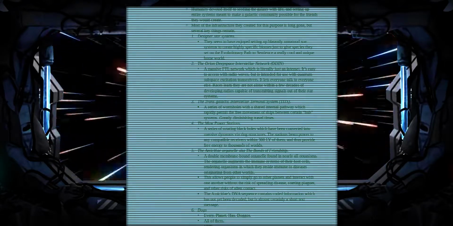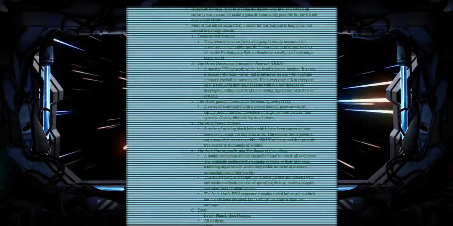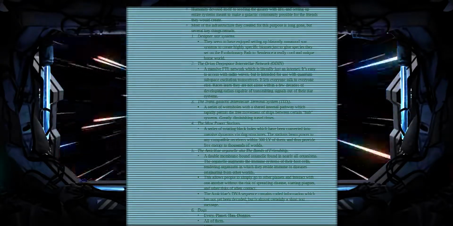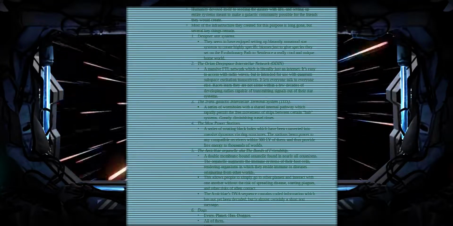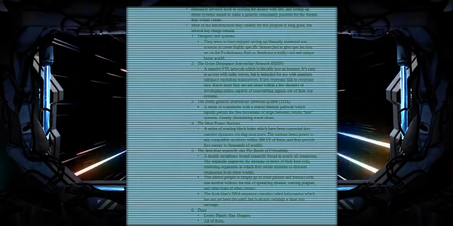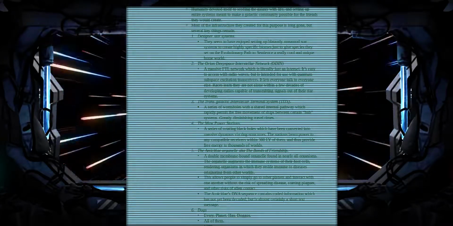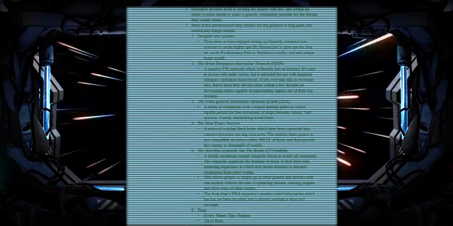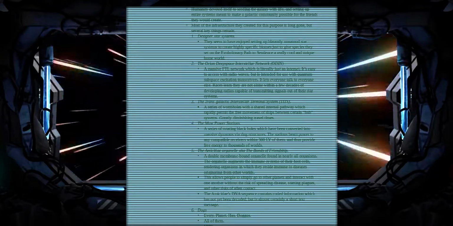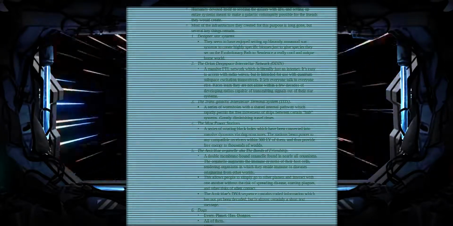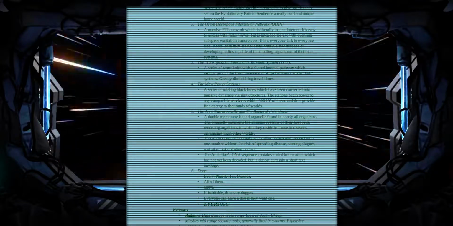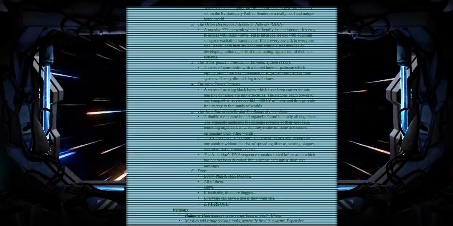And of course the next one, the Orion Deep Space Interstellar Network, or ODIN. We've mentioned this before, it's that massive FTL network that's literally just an internet. It's easily accessible with radio waves, but intended for use with quantum subspace excitation transceivers. That's another thing I invented a long time ago, which we'll get to in your time. So, the effect of ODIN, it lets everyone talk to everyone. Just period. Races learn that they are not alone in the universe in a few decades of developing radios capable of transmitting a signal outside their star system. Kindness, great boon.